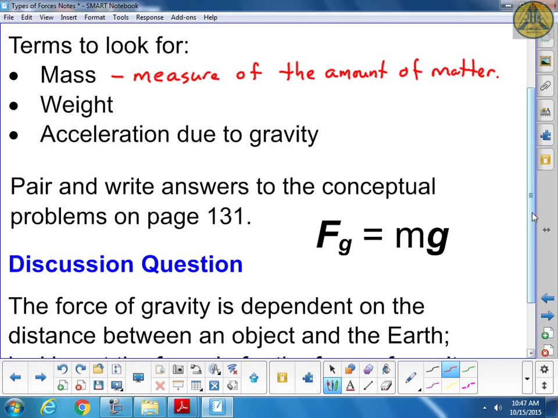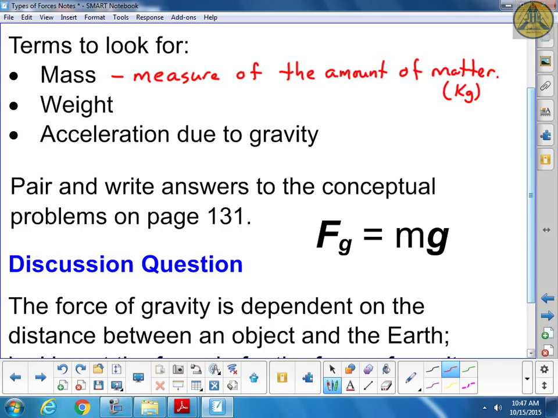You day to day probably don't work too much with that. Like if you're standing on a scale, you're going to figure out how many pounds you weigh, right? Or if you're lifting weights, you're lifting so many pounds of weights, not necessarily kilograms. Some weights are labeled with both. So mass is a measure of the amount of matter.